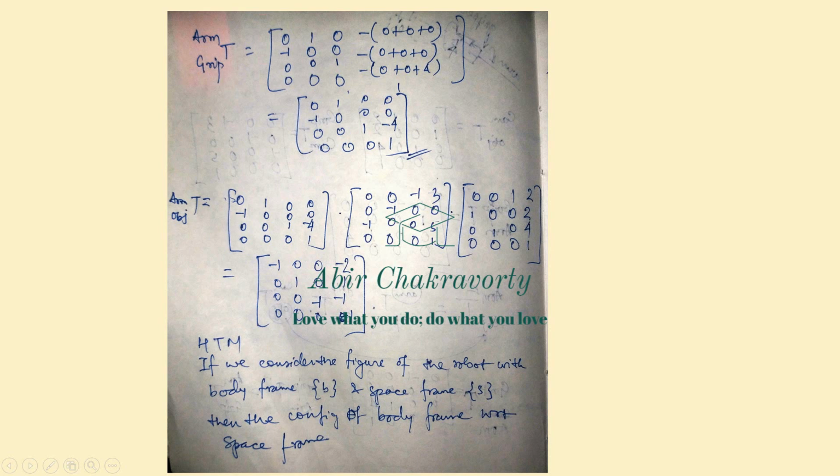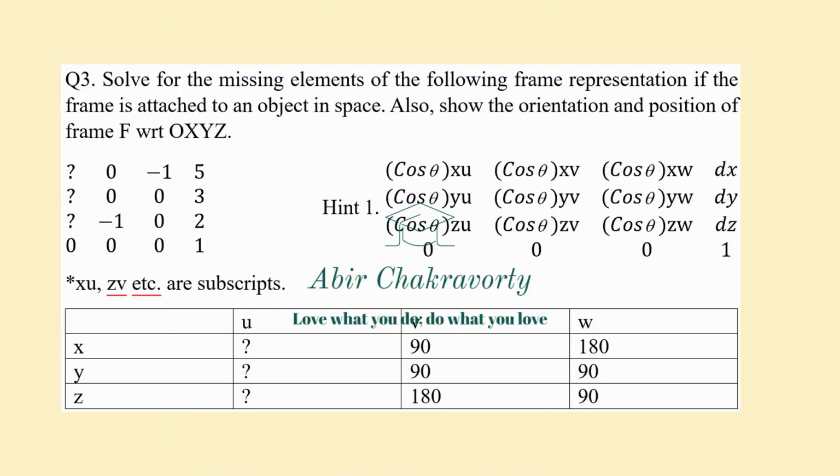Now hi everybody, I want all of you friends to see the next question. What is the next question is that we will again introduce here for the missing elements the following frame of representation for an object in space. So in this question, a 4 cross 4 matrix is given, we will also show the orientation and position of frame with respect to OXYZ.